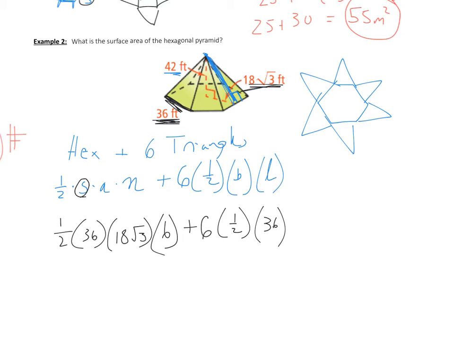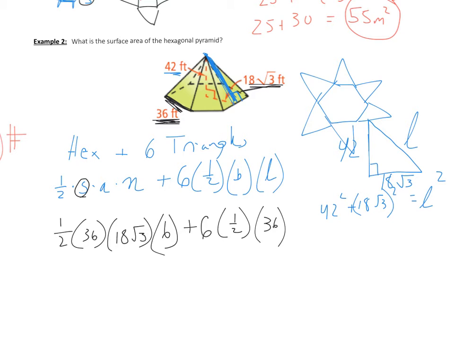But what's the slant height? What's that in blue? They didn't give me that. They gave me the apothem and the actual height, but they didn't give me the slant height. So what you have to do is use the Pythagorean theorem here. If the apothem is 18 square root of 3 and the height is 42, what would the slant height be? So I would have to do 42 squared plus 18 radical 3 squared equals slant height squared.